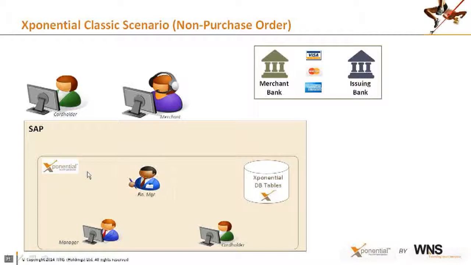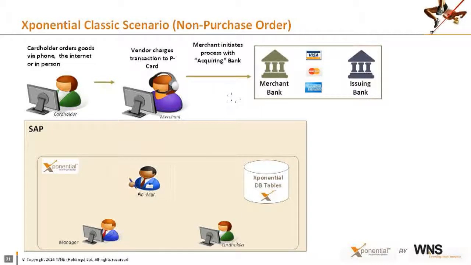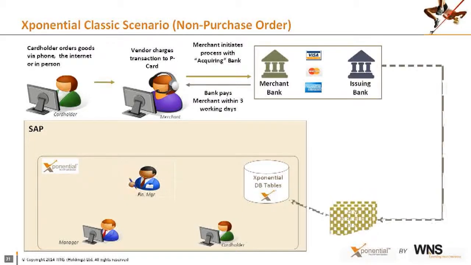All right, so your cardholders, they go out, they buy things, whether it's over the phone, over the internet, or in person. The merchant takes the card, swipes the card, and charges the amount. The merchant bank then pays the merchant within a few days, so the merchant gets their money. The transactions are then going to flow through a daily file that comes to you from your issuing bank or from American Express. And the transactions will get loaded into the Xponential tables inside of your SAP environment.